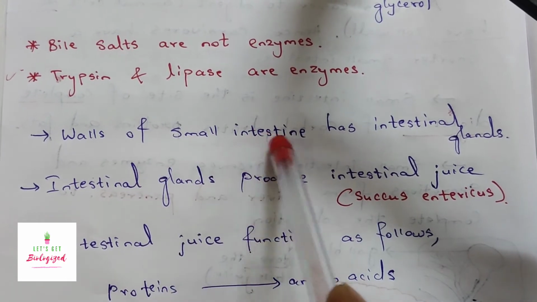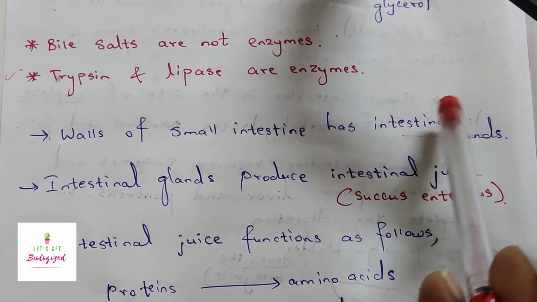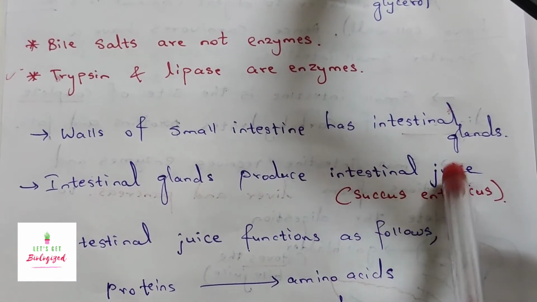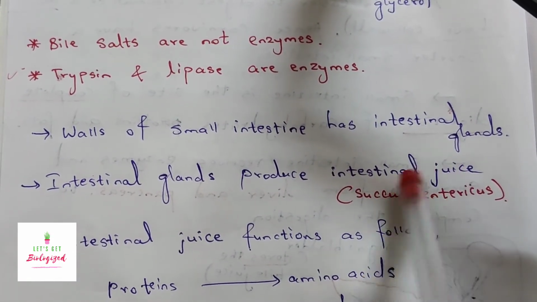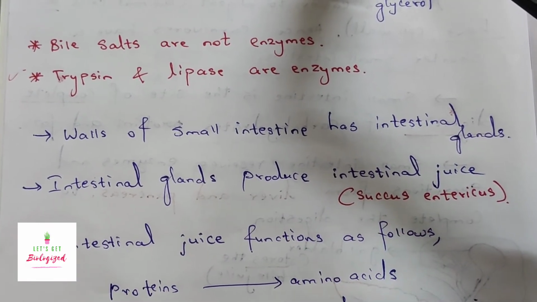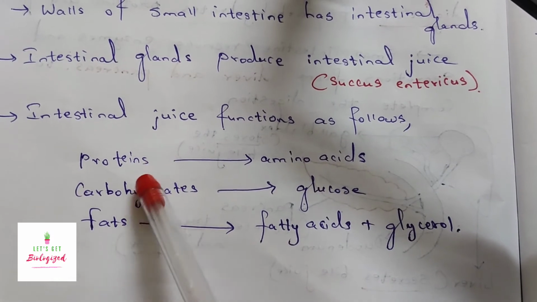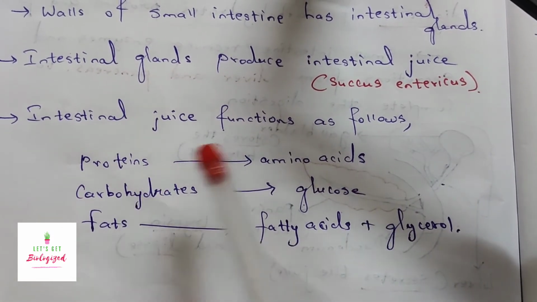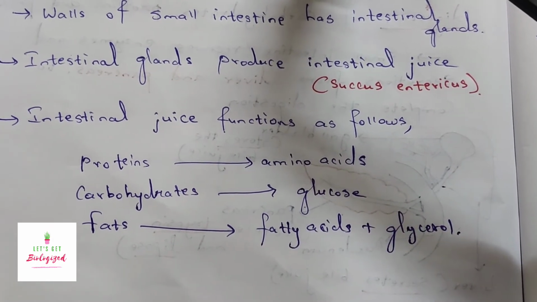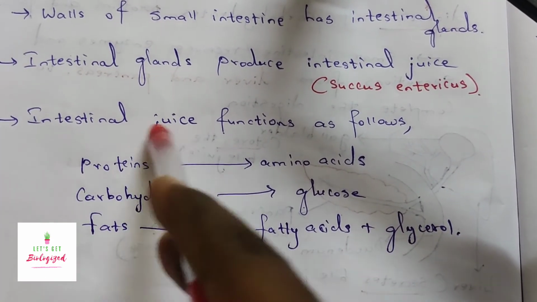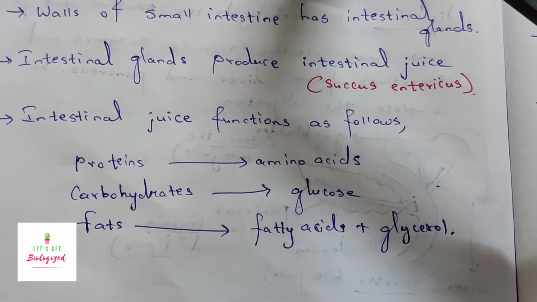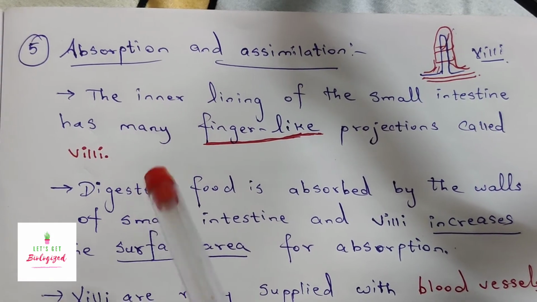The walls of the small intestine also have intestinal glands. They produce a juice called intestinal juice, or succus entericus. Intestinal juice converts proteins into amino acids, carbohydrates into glucose, and fats into fatty acids and glycerol. All these proteins, carbohydrates, and fats are complex. Amino acids, glucose, and fatty acids are simpler ones, thus completing the digestion.